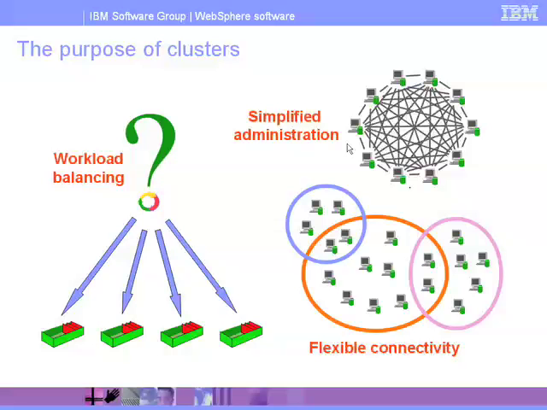A very powerful feature of MQ clusters is workload balancing. This is a very powerful feature, allowing you to route messages around failures and also to route messages to specific systems based on several tailorable parameters. Finally, flexible connectivity. By using simplified administration and workload balancing, we can route messages through complex networks in a very flexible manner.